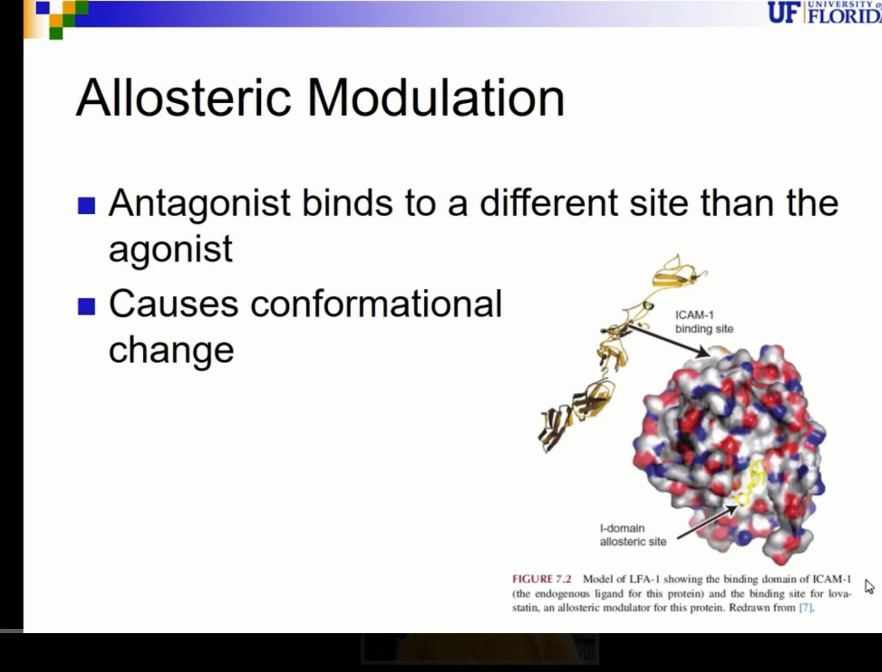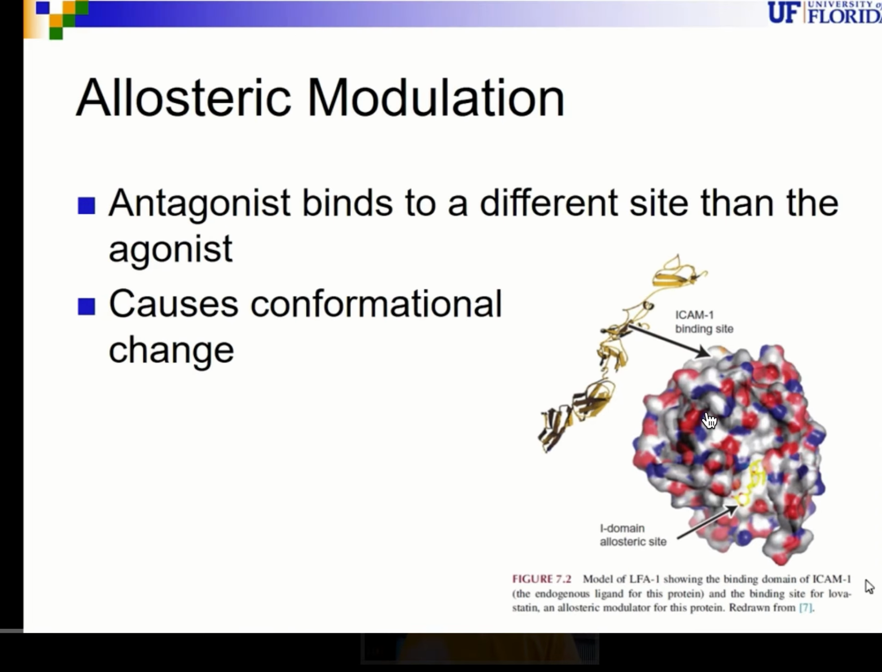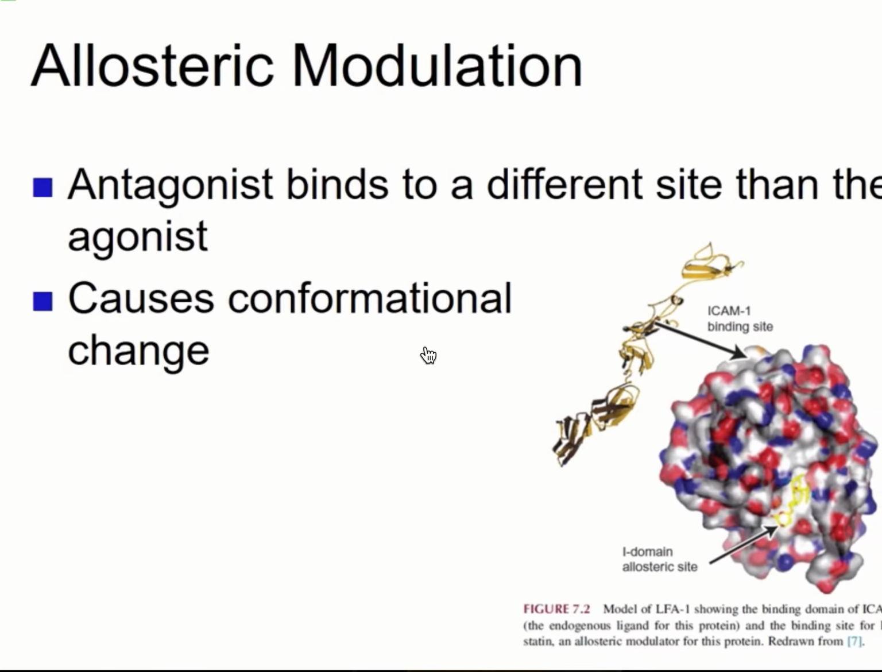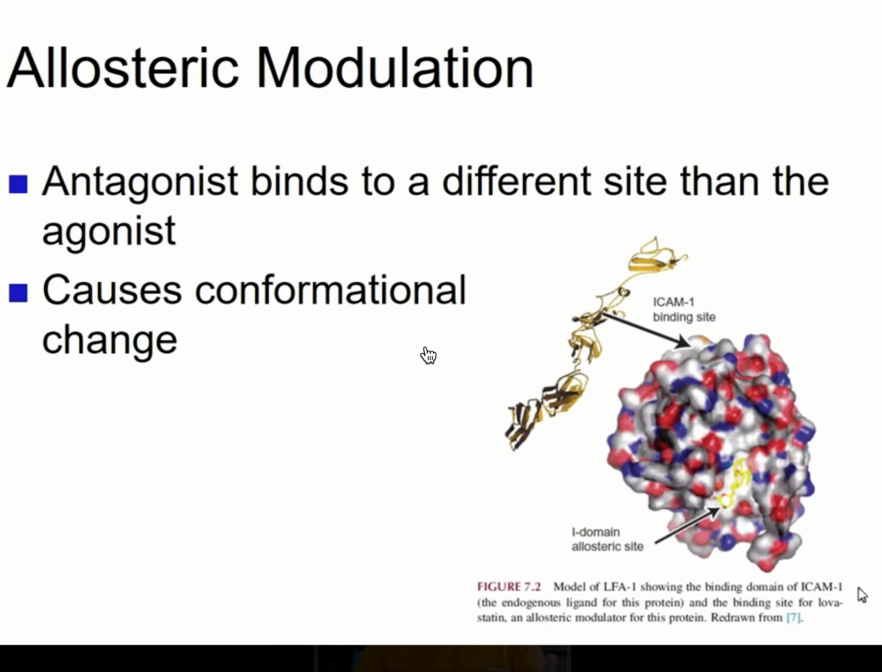So in allosteric modulation, we know that allosteric means that our compound is going to bind to a different site than the agonist. And when it does that, the only way that it can exert any effect on agonist binding is if it causes a conformational change in the protein. This is not it just simply gets in the way of the agonist. This is going to have some sort of effect on the protein, causing it to change shape, which changes the agonist binding site and changes the affinity of the agonist for the protein.